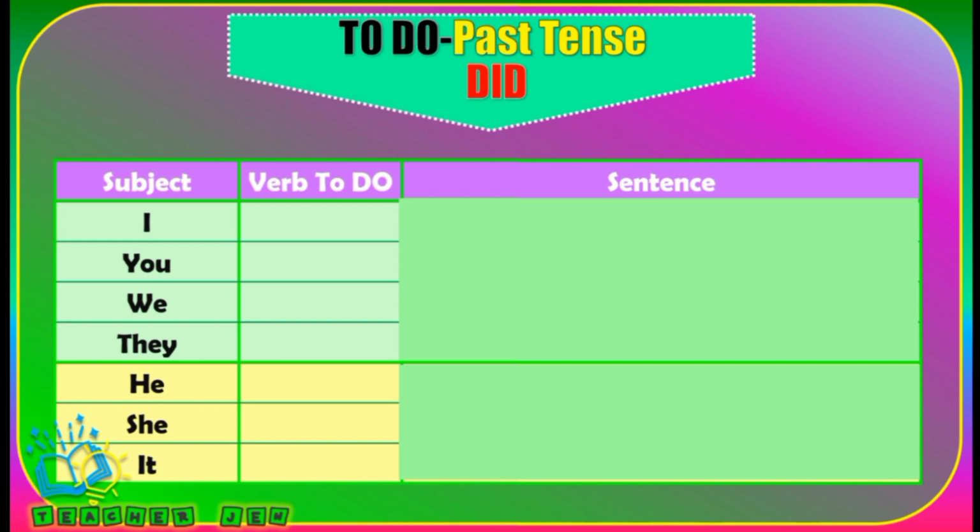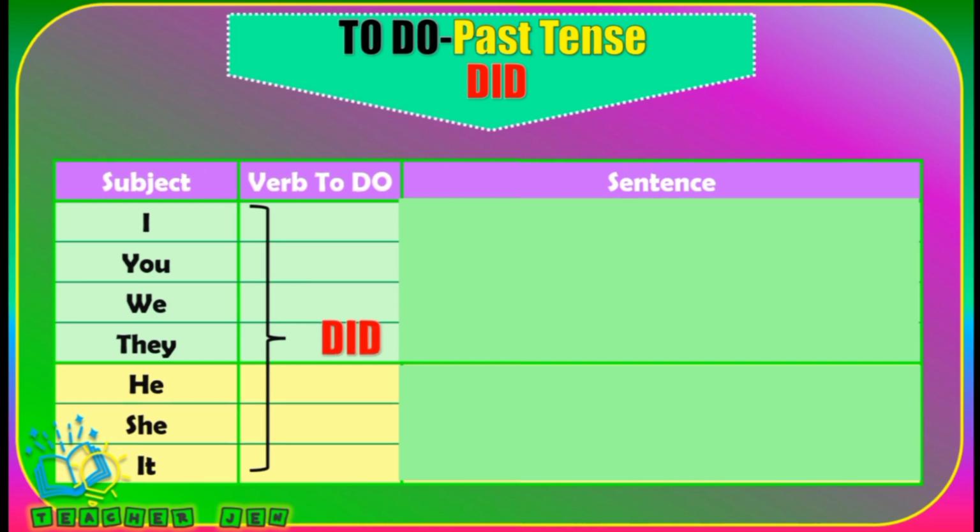Unlike the present tense of to do, namely do and does, for the verb did it does not matter if its subject is singular or plural. It means that whether your subject is singular or plural, we still use did when we are talking about past events. So here, all the personal pronouns mentioned earlier, such as I, you, we, they, he, she, and it, make use of the verb did.